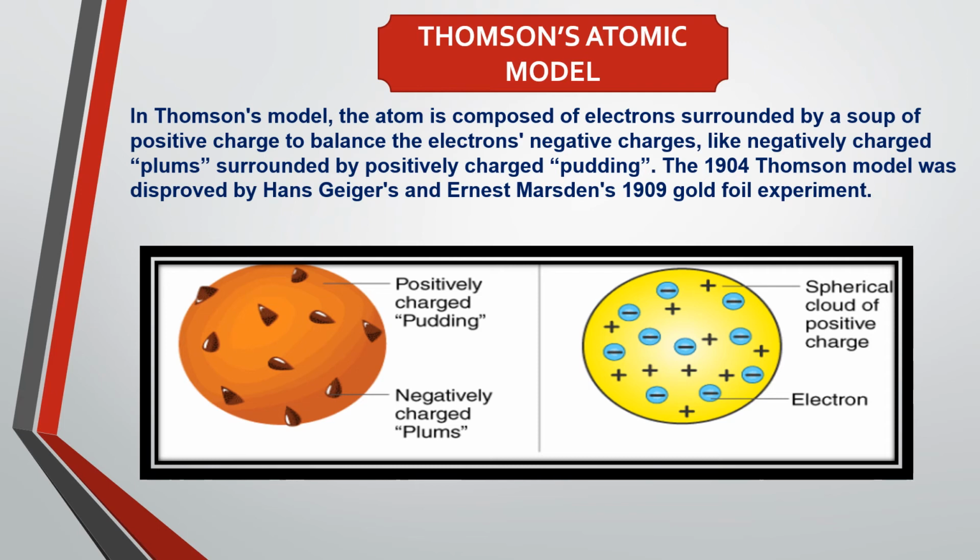That's why an atom is neutral, because the total number of positive charges in an atom is equal to the total number of negative charges. Popularly, this model is called the plum pudding model because it is alike currants, that's a dry fruit, in a spherical Christmas pudding.